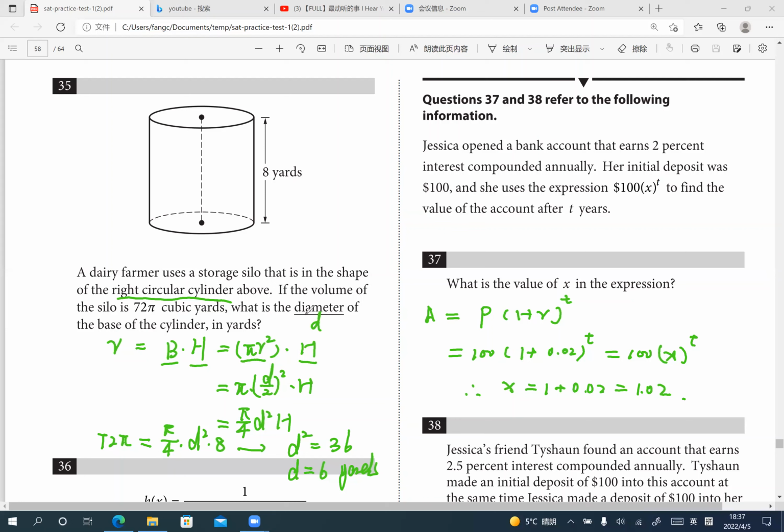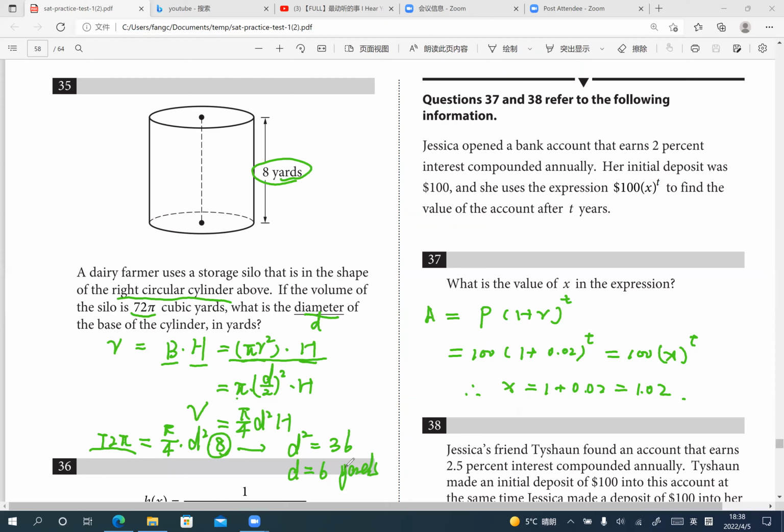So we use d to represent the diameter of the base. Then our equation becomes pi times d over 2, squared, times h. Simplified, the volume V equals pi over 4 times d squared times h. And from the given information, the volume of the silo is 72 pi cubic yards. Then we plug in the given information: 72 pi equals pi over 4 d squared times height. And from the figure above, we know the height is 8 yards. So d squared equals 36, and d equals 6 yards.